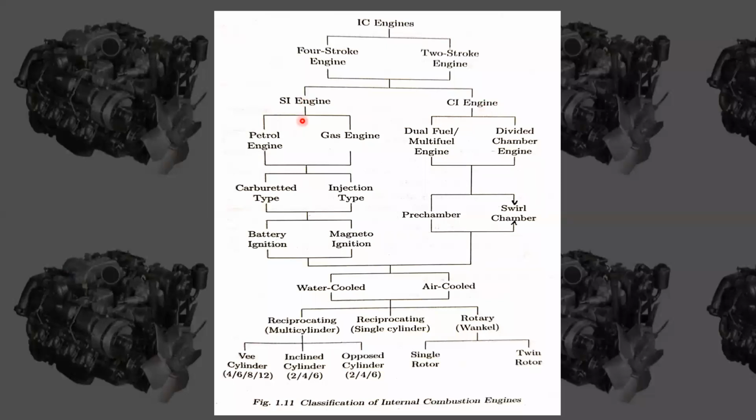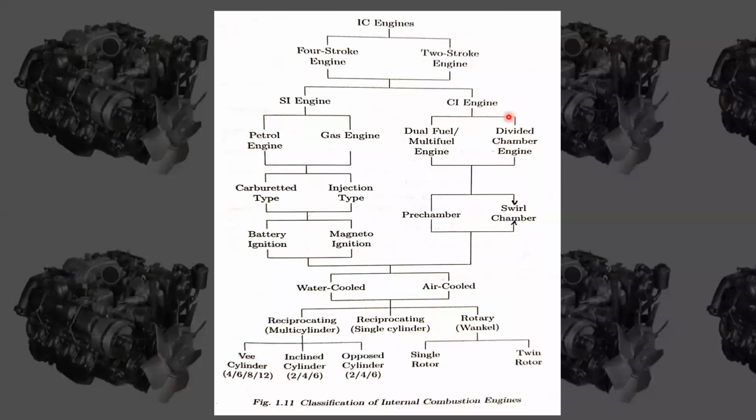Depending upon the type of fuel, we have classified this. SI means we are going to use petrol, and CI means we are going to use diesel. It is also based on the type of ignition. In the SI engine we have to give the ignition with the help of a spark plug, so we call it a spark ignition engine.